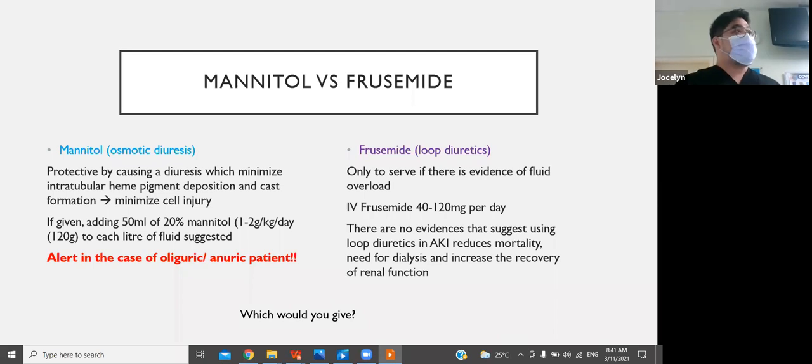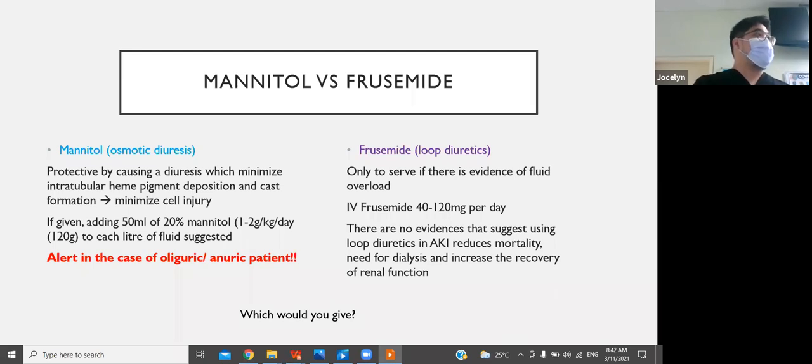Next, let's say we have already given fluids to the patient. There is a study comparing mannitol versus furosemide. Mannitol acts as an osmotic diuretic, whereas furosemide acts as a loop diuretic that we always use to give forced diuresis. Okay, why do we give mannitol? Theoretically only, it is protective by causing a diuresis, which minimizes intratubular heme pigment deposition and cast formation.